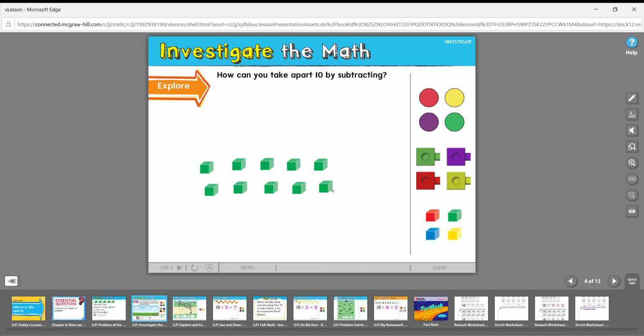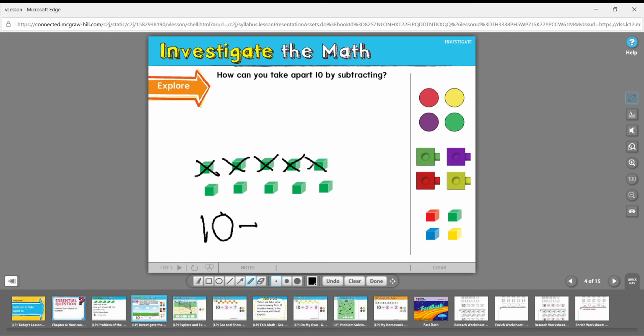Let's see. I'm going to do one way, but I bet you there are others. So let's say we start with 10, we know that. So I'm going to write my number 10. And we're subtracting, so I'm going to put my minus sign. All right, so I'm going to cross out some of them. Okay. How many did I cross out? 1, 2, 3, 4, 5. Okay. So how many do I have left if I took 5 away? 1, 2, 3, 4, 5. So 10 minus 5 equals 5.